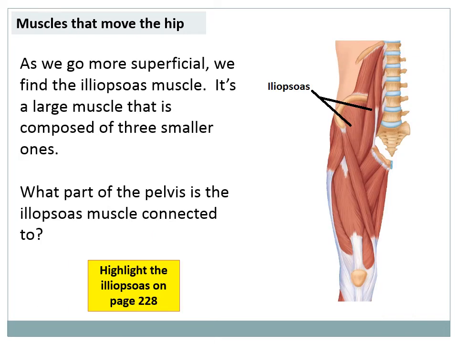So now we're going more superficially. So now we're on top of the adductors. As we go more superficial, we find the iliopsoas muscle. Essentially, it's a large muscle composed of three other small ones. Looking at the iliopsoas, what part of the pelvis is it connected to? Good. It's connected to that iliac crest. So we can see that it's connected to the iliac crest, and it's going to help move the hip.